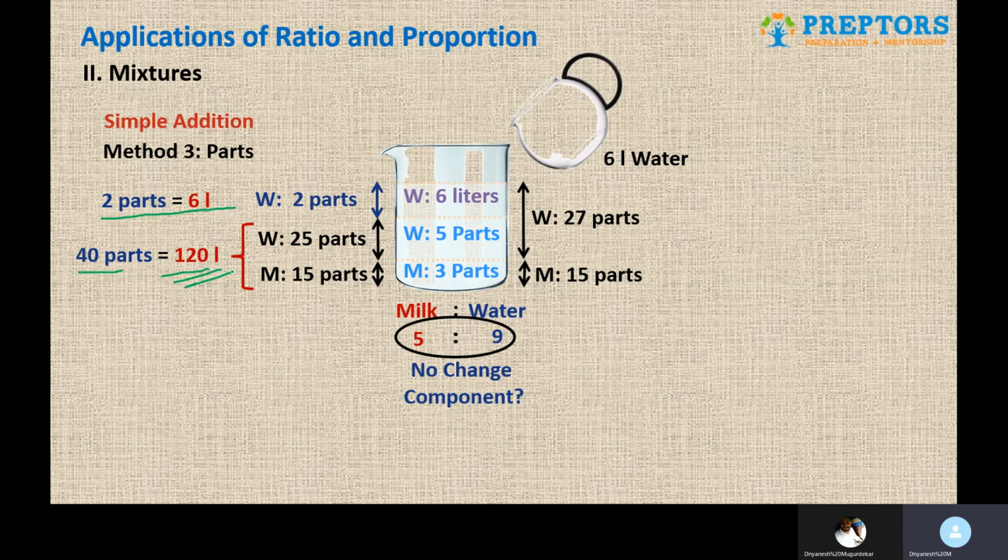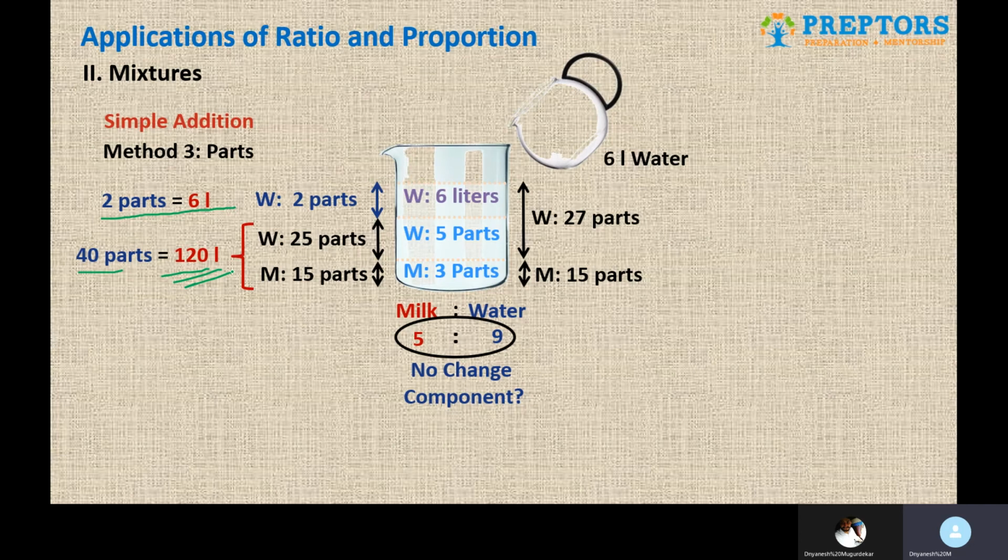So let me repeat this process one more time so that you make a quick note of this. First of all, figure out what is the no change component, which is milk in this case. Whatever is your no change component, make it equal by taking the LCM. Once you make that equal, obviously the other component changes, and that change you just have to compare, to see why it has changed. So here water went from 25 to 27, that is, it increased by 2 parts because we added 6 liters of water. So 2 parts is 6 liters.